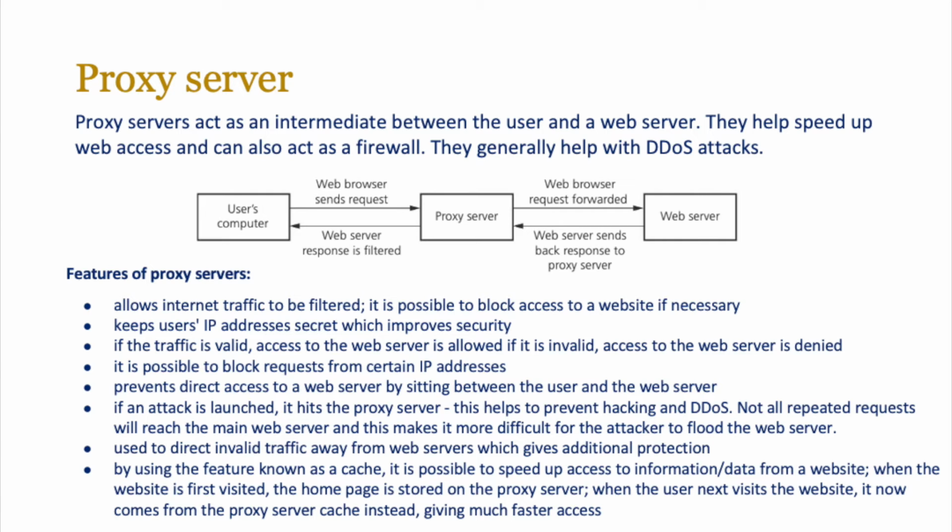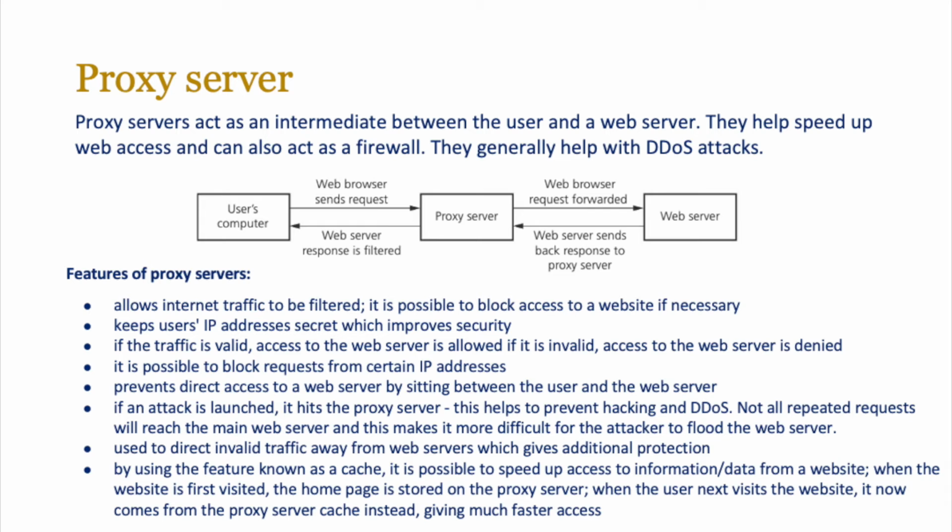So what are the common features of a proxy server? Well, they allow internet traffic to be filtered. It's possible to block access to a website if necessary. It keeps the user's IP address secret, which improves security. So the web server's address is only known to the proxy server, and the whole world just knows the proxy server's address. And similarly, if you're putting up a proxy server on your network, your real IP address is kept secret by the proxy server.